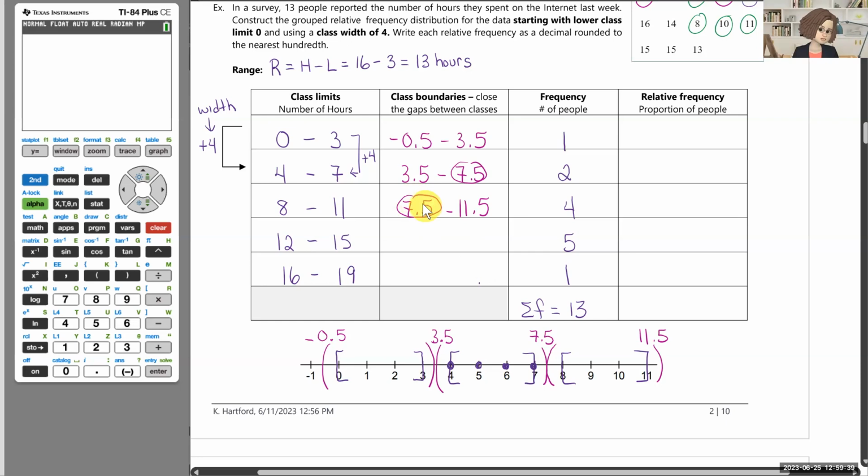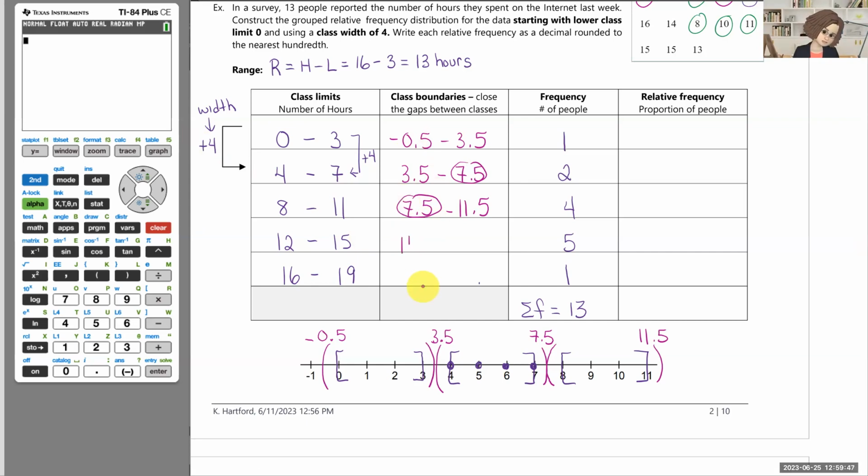And then we can actually stop thinking so hard about this because we know the width is 4. So going down, you can always just add 4. So we would be at 11.5, 15.5, and adding 4 would be 15.5 and 19.5.